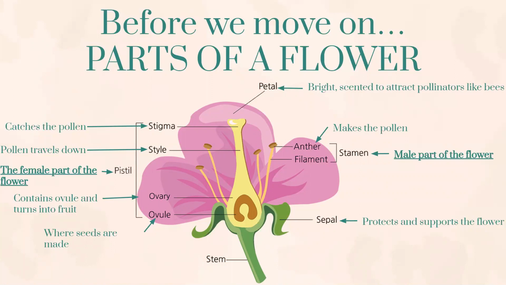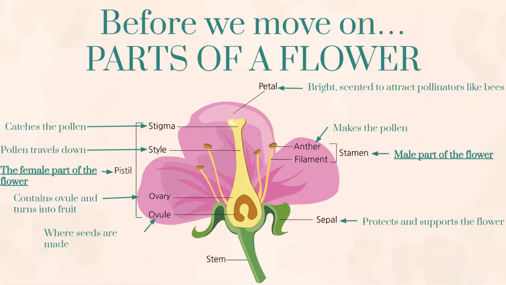The stigma is the upper part of the yellow tube in the diagram, and it's kind of sticky because it's in charge of catching the pollen. The style is the yellow tube, and it is what the pollen from the stigma travels down. The ovary consists of ovules, and it turns into the fruit that we eat, which contains seeds. The ovule is where the pollen ultimately ends up in, and it produces seeds. The whole female part is called the pistil.